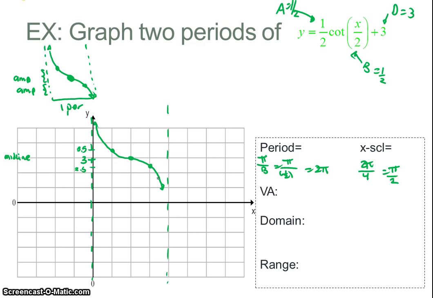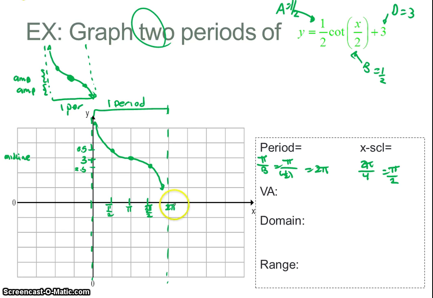And I'm going to label my values along my x-axis for all of my key points. So I have pi over 2, pi, 3 pi over 2, 2 pi. I counted in pi over 2s because my x-axis scale was pi over 2. My period was 2 pi, so the distance going along here is 2 pi. So this is 1 period. And I need to graph 2 periods.